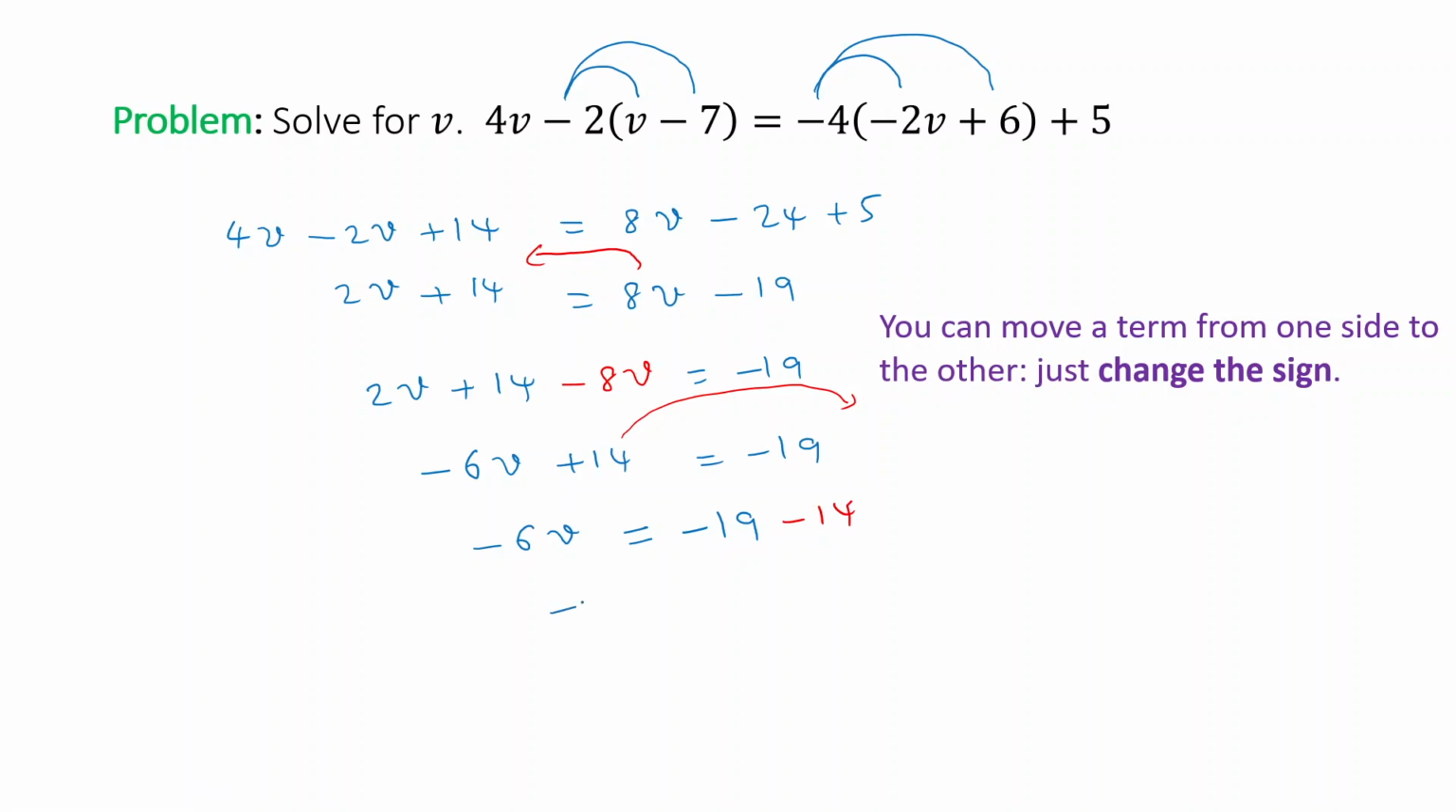So now negative 6b is equal to negative 19 minus 14. So negative 19, negative 14 is negative 33. Now you have negative 6v, you need v, so you need to divide this out. So divide both sides by negative 6.